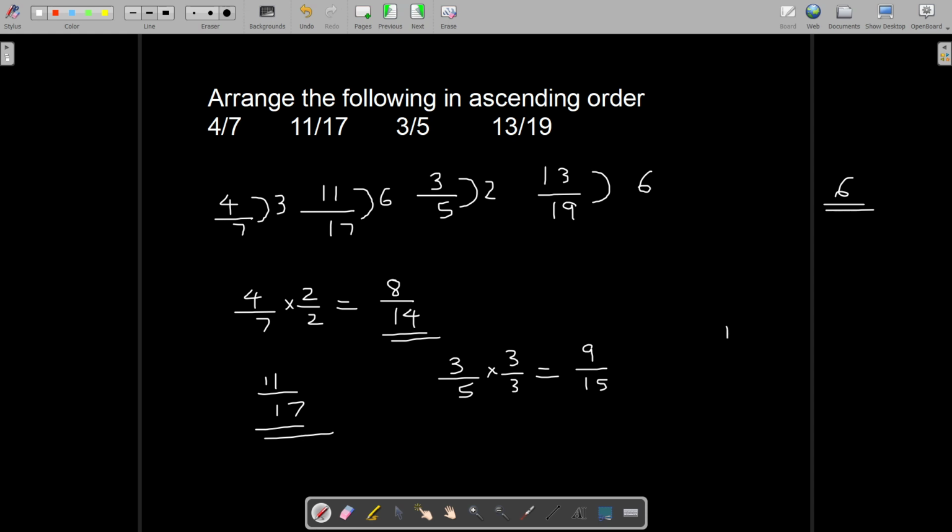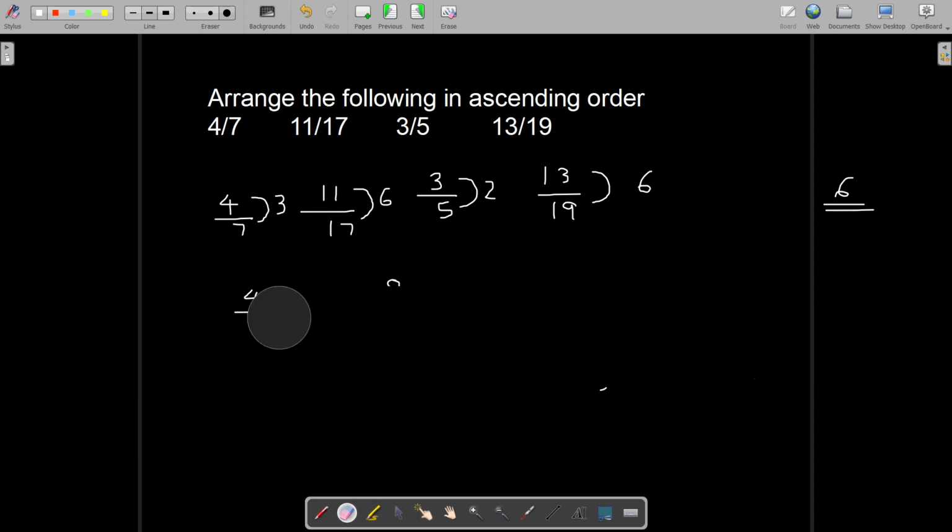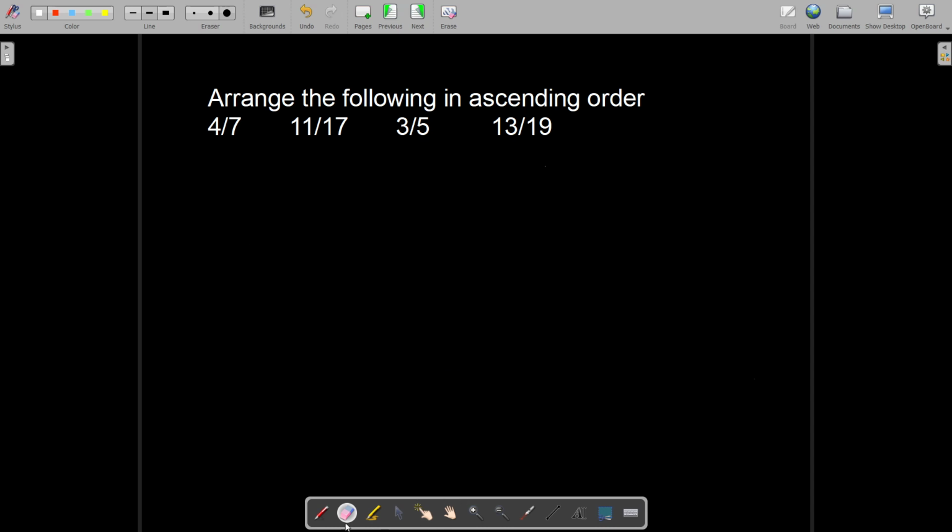Last fraction is 13 by 19. The difference is already 6. Leave it as it is. Now these are easier to compare. You have 8 by 14, 11 by 17, 9 by 15 and 13 by 19.